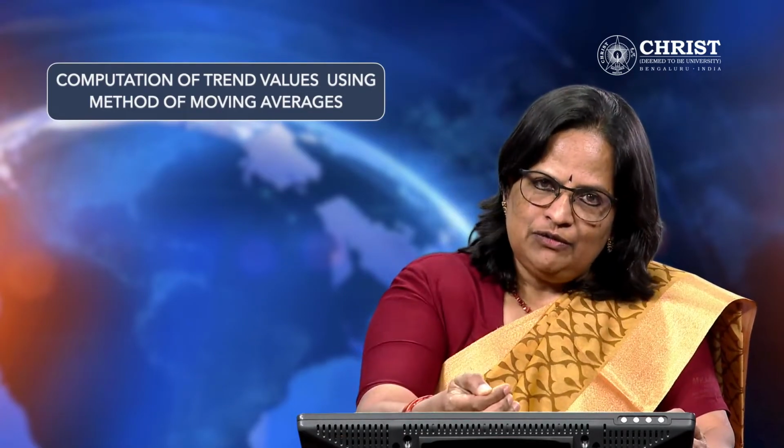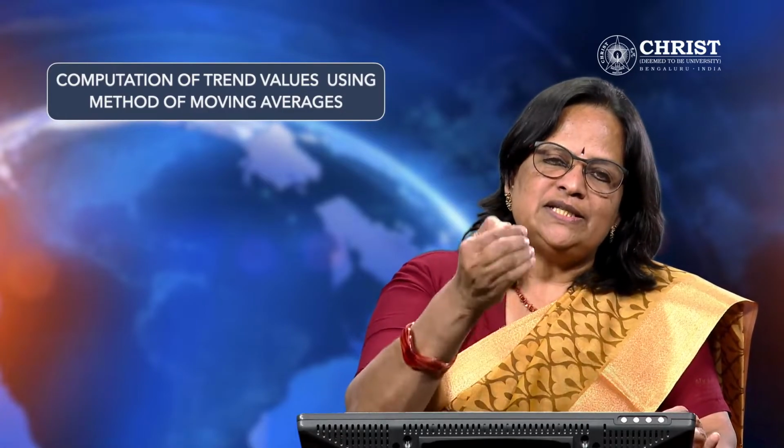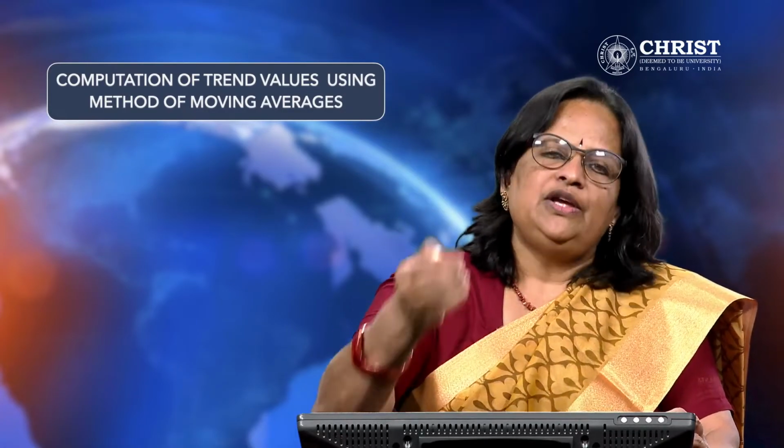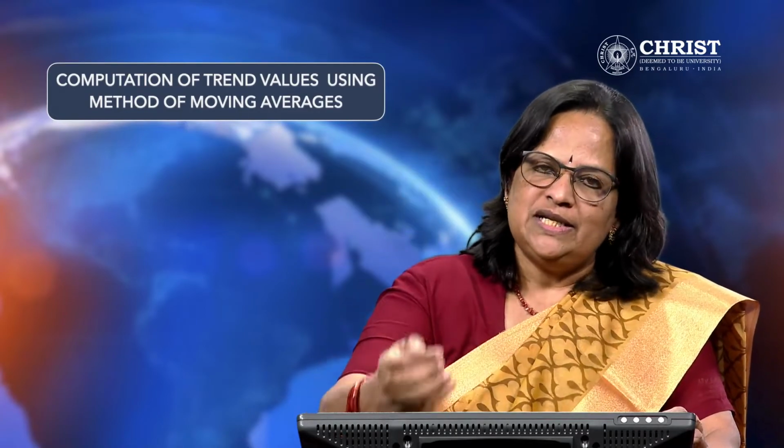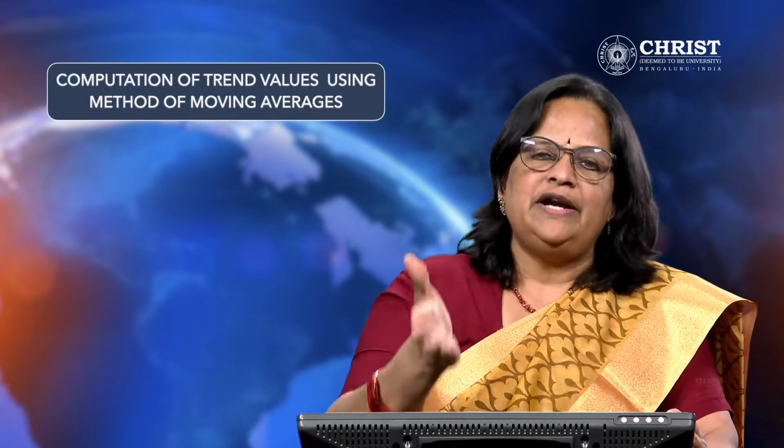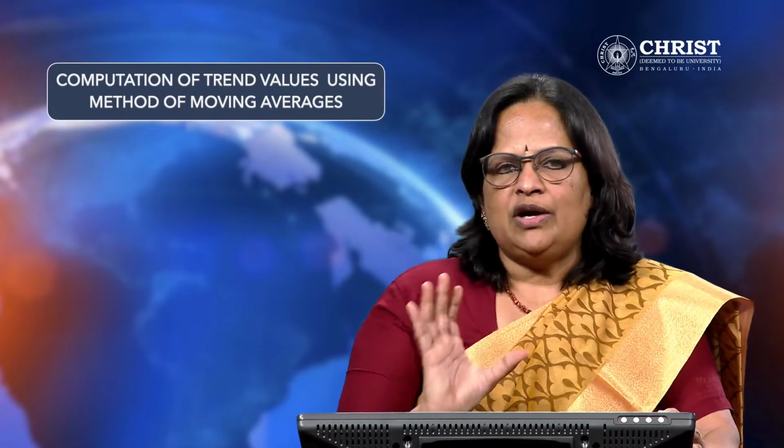You are averaging with 5 and you are writing the average against the third year. If it's 7, you are writing the total against the fourth year. Average also you are writing against the fourth year and you are dividing by the 7. So that is how you computed that.